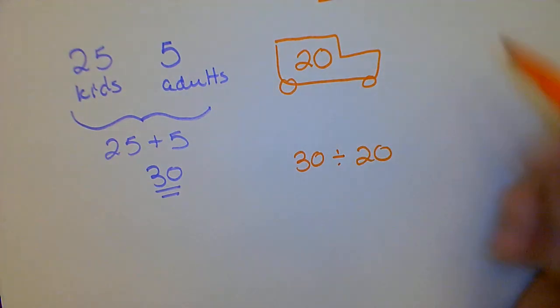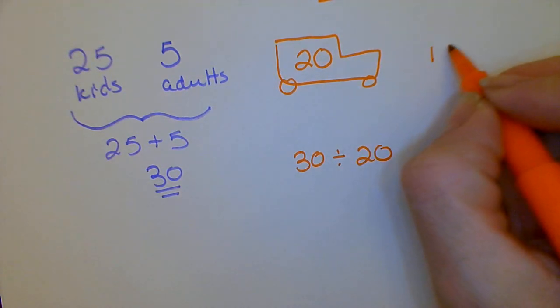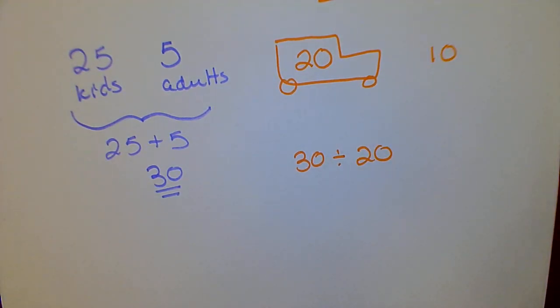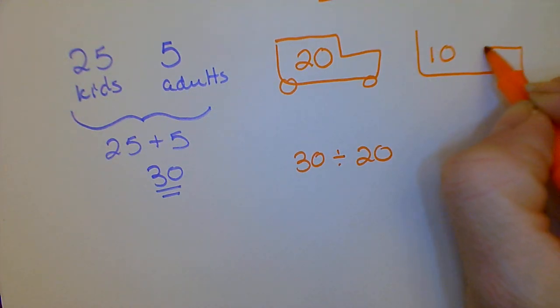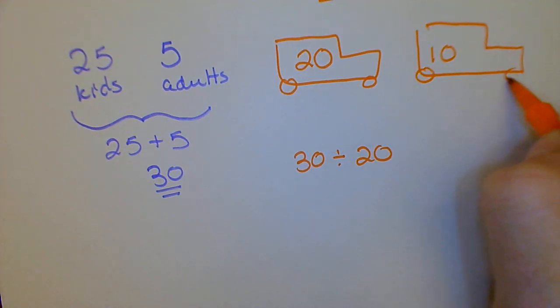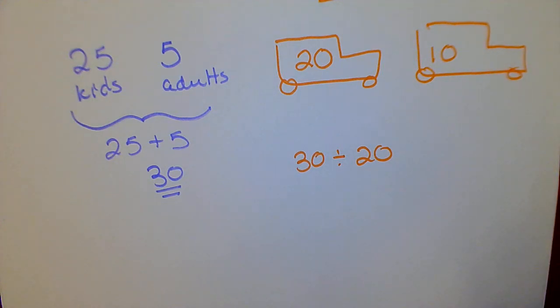So 20 people went on that bus, and then I have these 10 people left over, and they're going to be really sad. Imagine if the class was going on a trip and you were one of the 10 people that didn't make it on that bus. So what do we do? We get another bus.